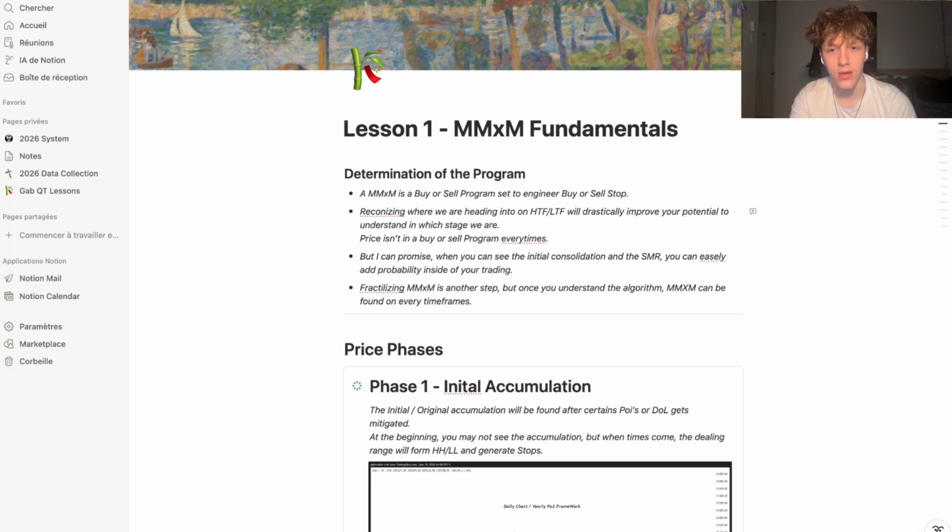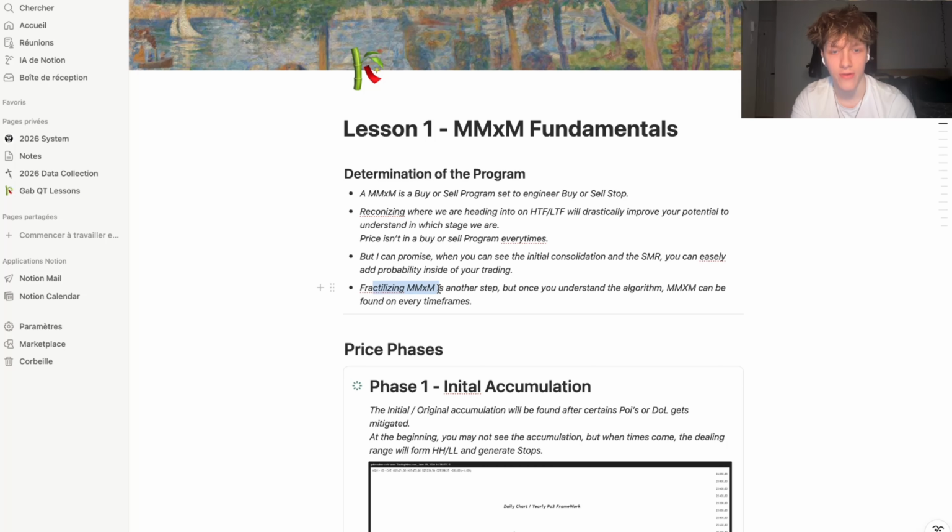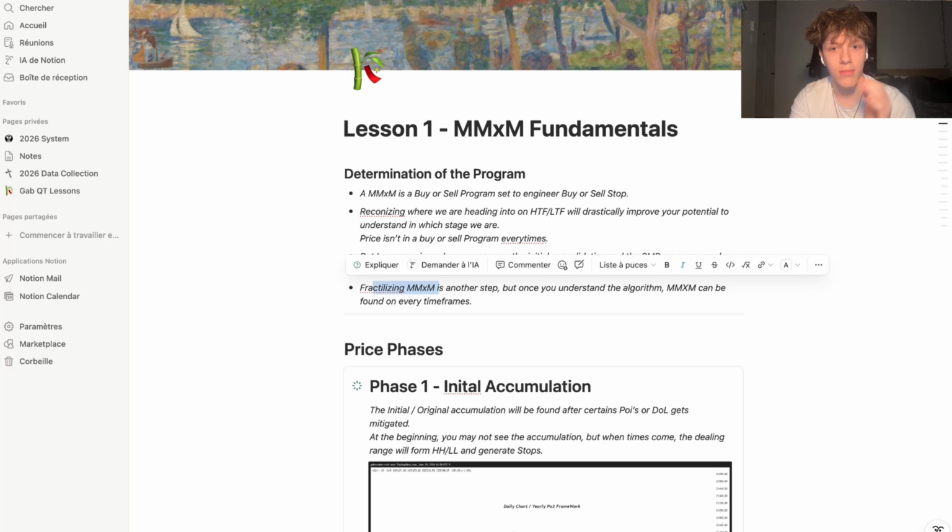Everything will be explained later on: what a market maker buy model and sell model are, and what a smart money reversal is. Fractalizing market maker models is another step. But once you understand the algorithm, a market maker model can be found in every time frame. That's just something I had there because it's not the most important thing at the beginning, but later on it will be super, super important that you recognize what it is.